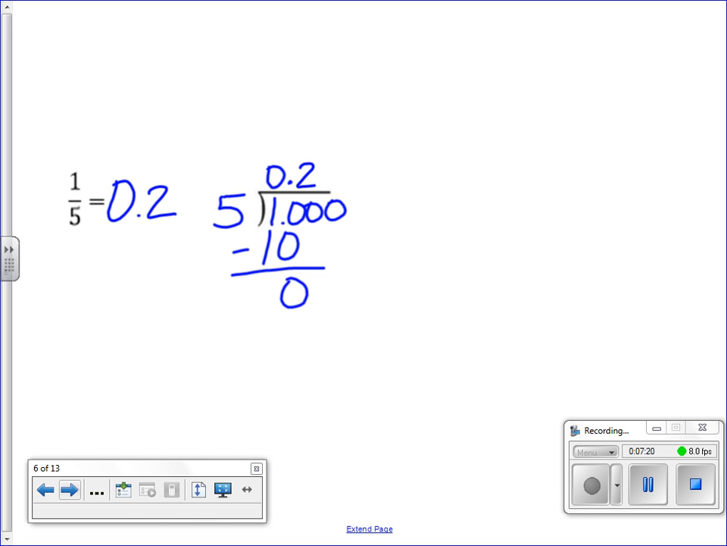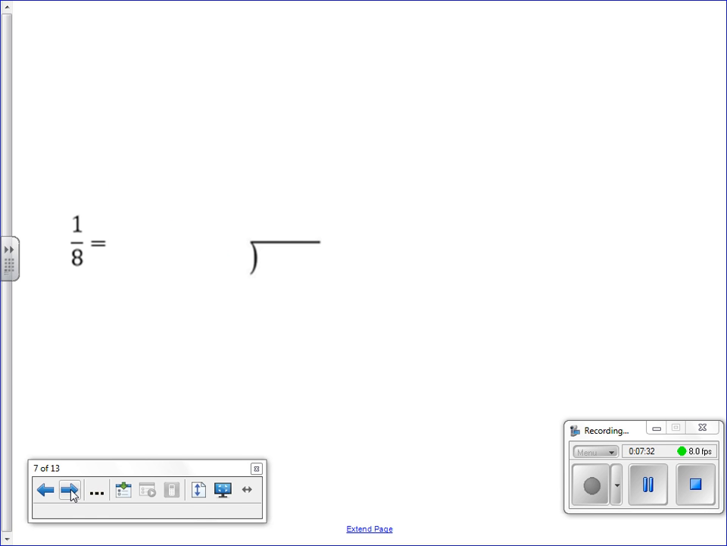Now we can do the same process with 2/5, 3/5, 4/5, but for today I'm just sticking with all the numerators of 1, but you are welcome to practice all of them if you'd like. All right, let's look at another one.